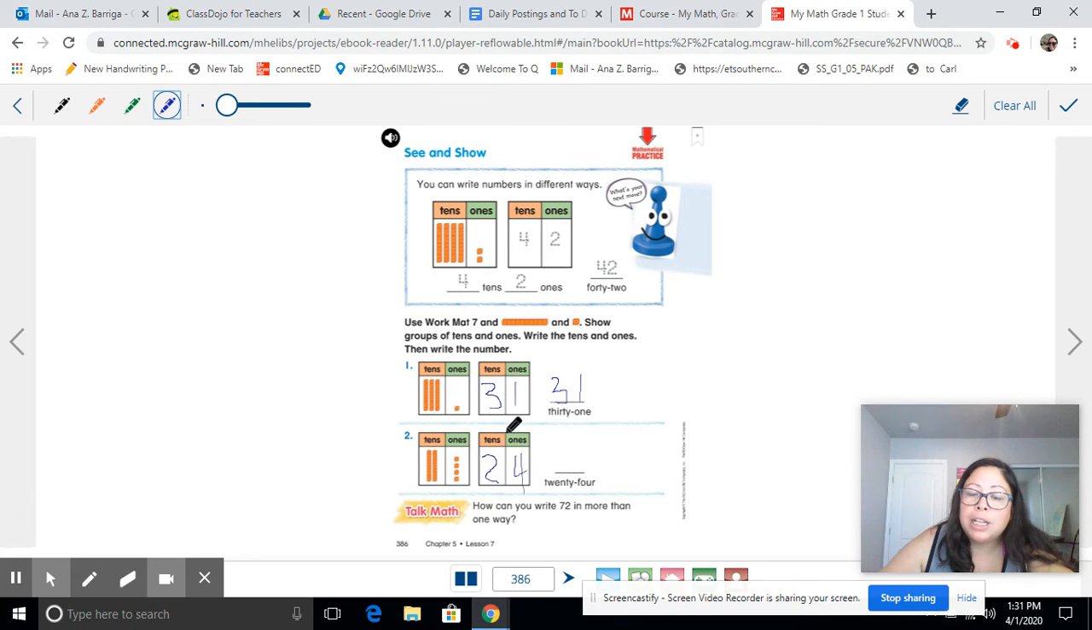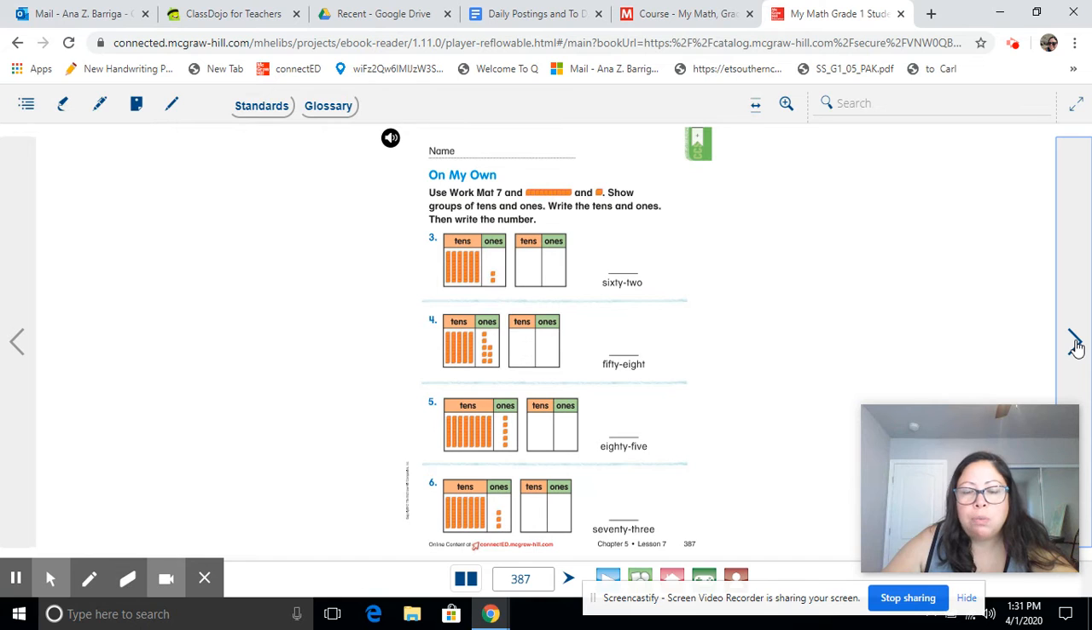Or we could say 2 tens and 4 ones. So we're going to write 24. Now it says, how can you write 72 in more than one way? Well, we can use drawings like this, or we can break it apart by 7 tens and 2 ones. And that's how you would answer that question. So you can draw a picture for it, or you can break it apart like this.